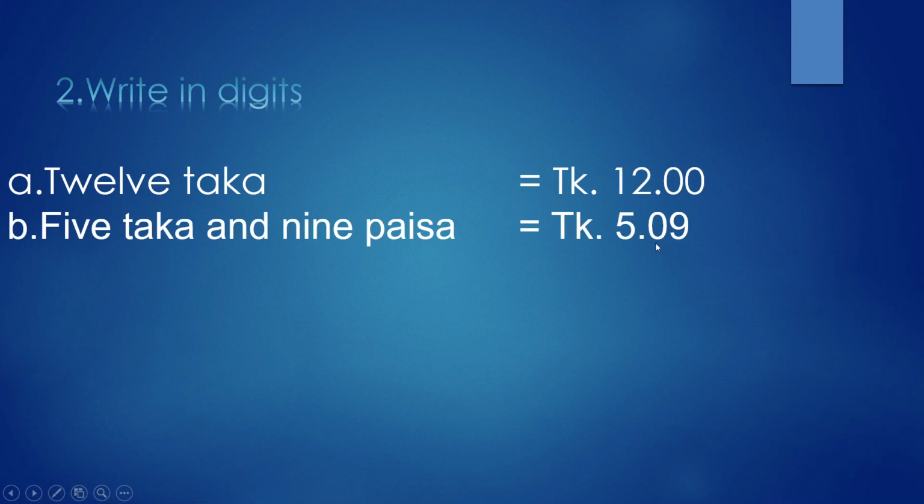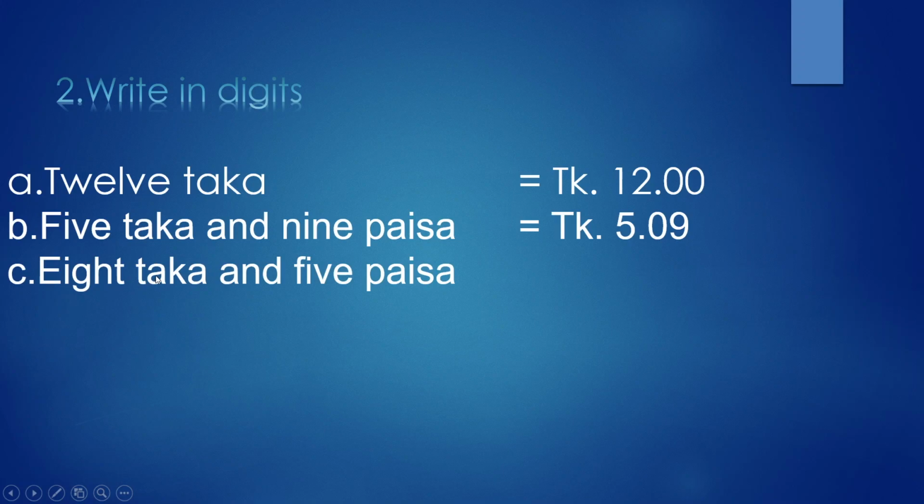We are not going to write it in the tens place because if we write 9 in the tens place, then we would have to read it as 90 paisa. So for writing 9 paisa, we are going to put a 0 before 9 in the tens place. Let's move to the next one. 8 taka and 5 paisa.